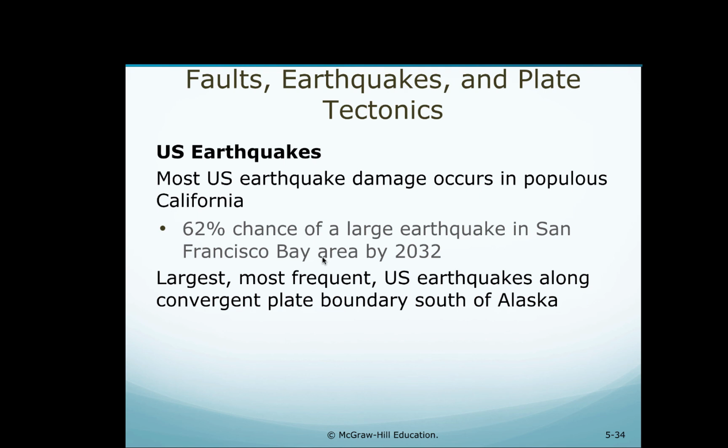In the United States, the earthquake damage occurs in the most populous area of California. There is a 62% chance of a large earthquake in the San Francisco Bay Area by the year 2032. It's not very long from now. The largest, most frequent United States earthquakes are along the convergent plate boundary south of Alaska.